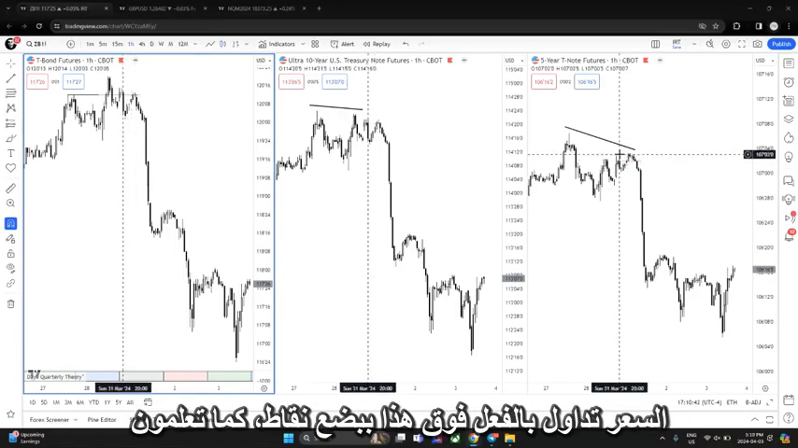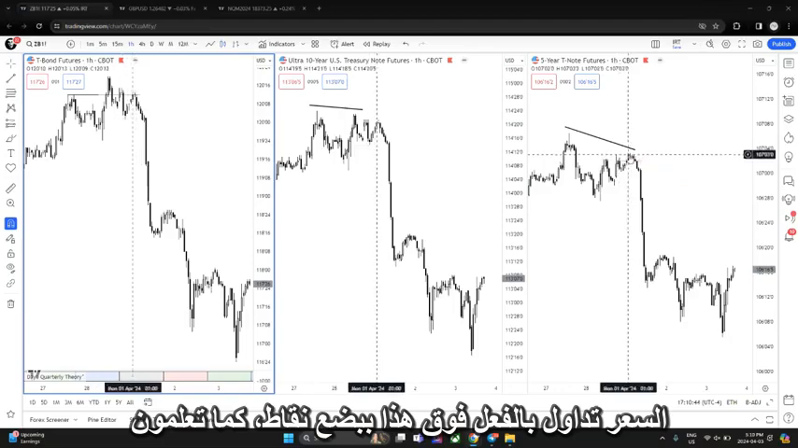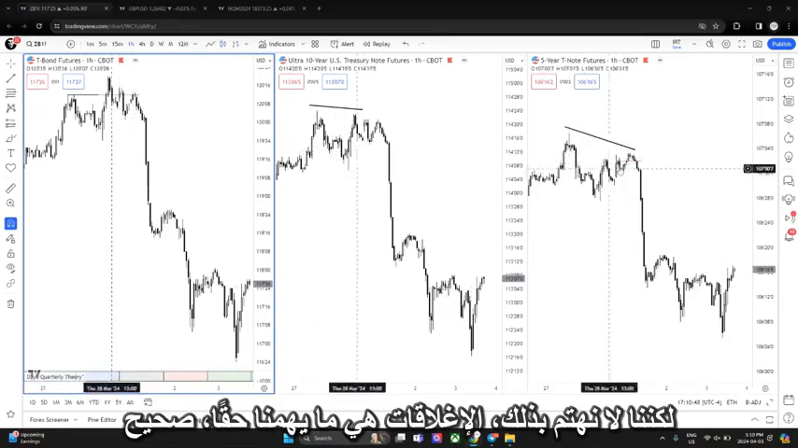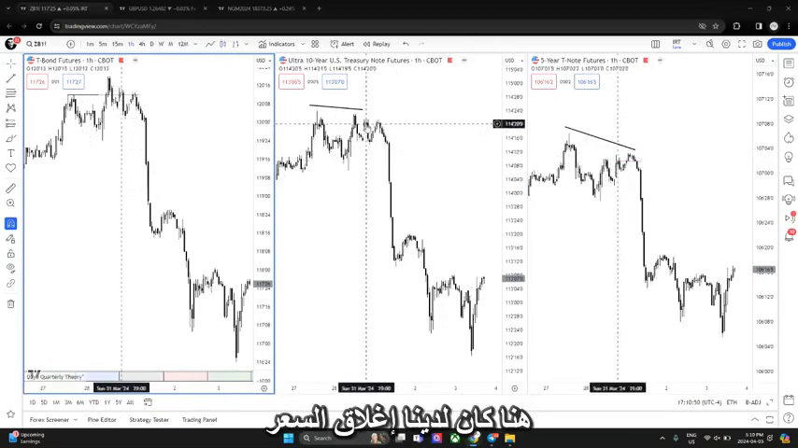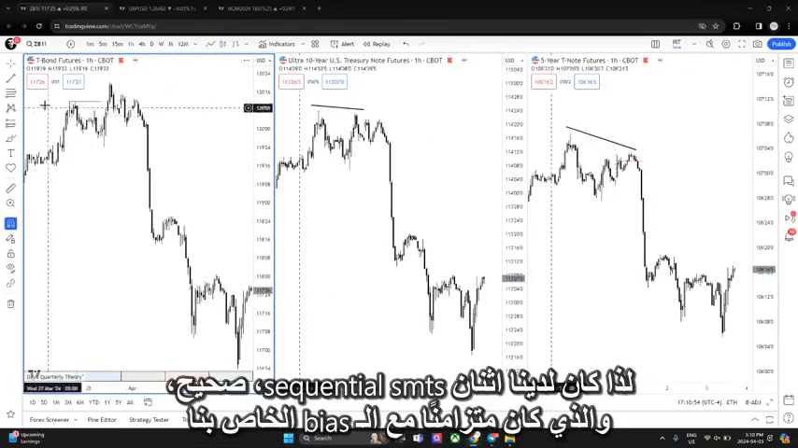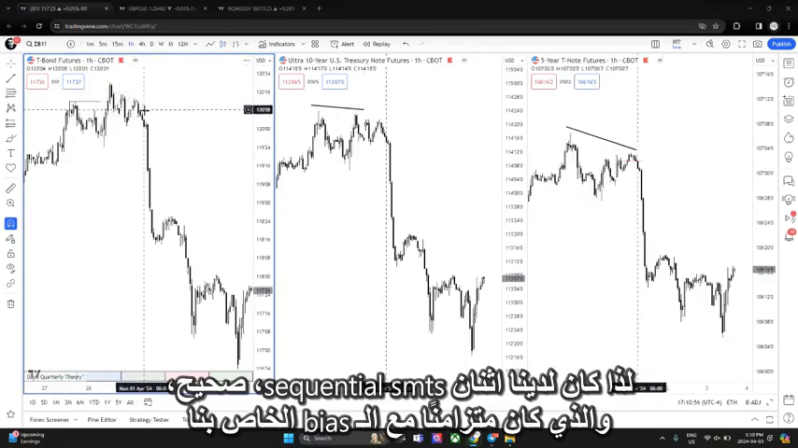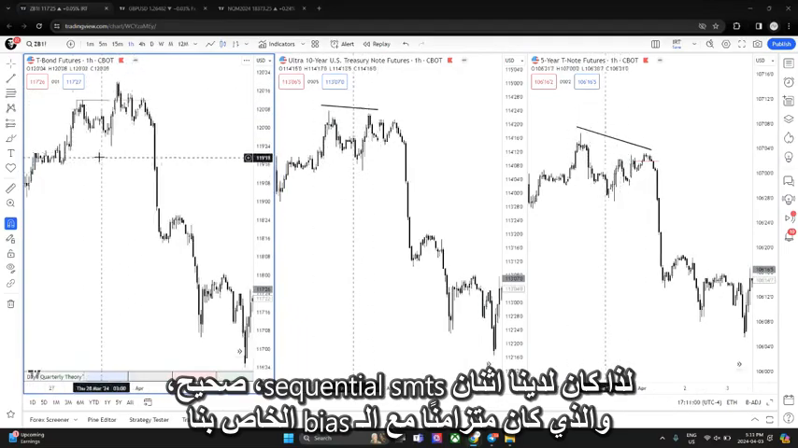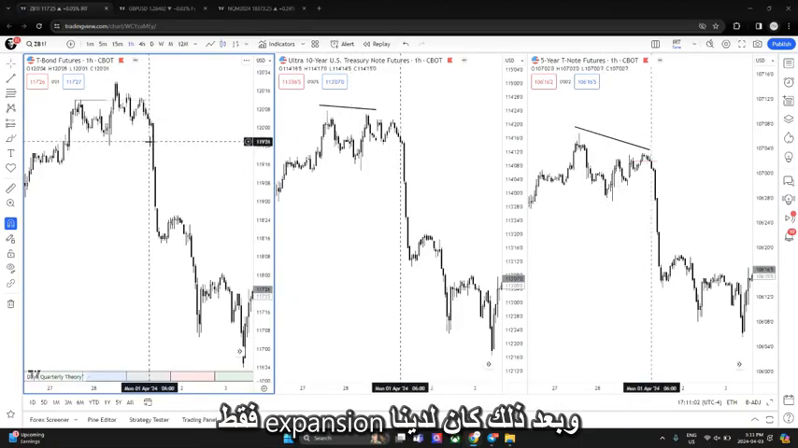Price did trade above this by a few points, but we don't care about that. It's the closes that really matter to us. Here we had price close below here, and here we had price close below here. So we had two sequential SMTs, which was in sync with our bias. And then afterwards, we just had expansion.